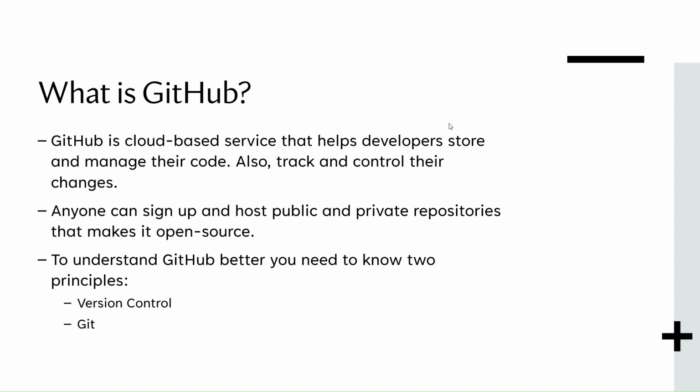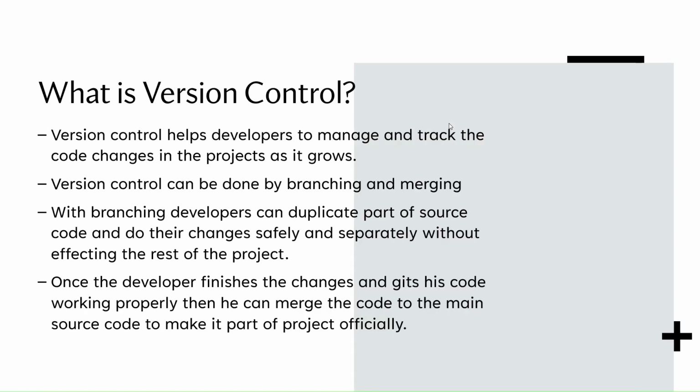To understand GitHub better, you need to know two principles: version control and Git. What is version control? Version control helps developers to manage and track the code changes in the projects as it grows. Version control can be done by branching and merging. With branching, developers can duplicate part of the source code and do their change safely and separately without affecting the rest of the project. Once the developer finishes the change and gets his code working properly, then he can merge the code to the main source code to make it part of the project officially.